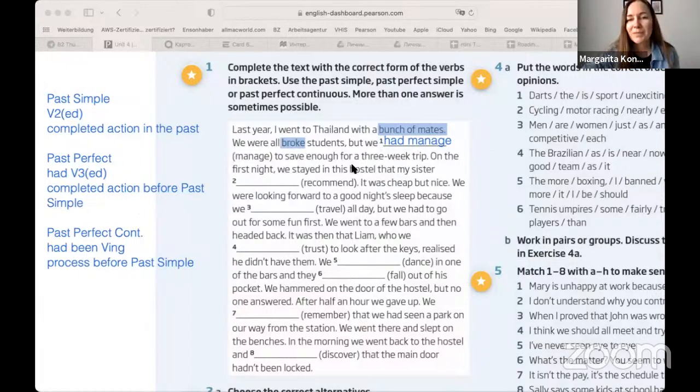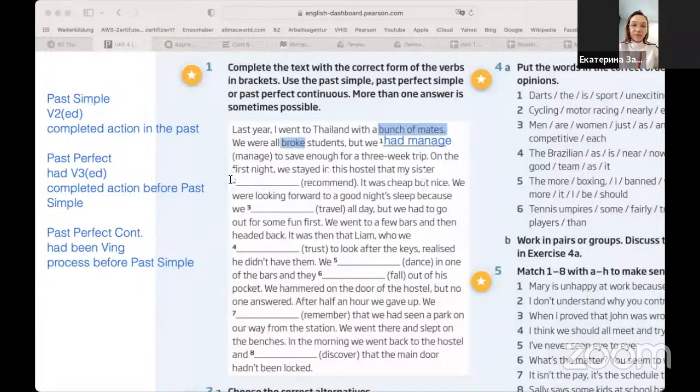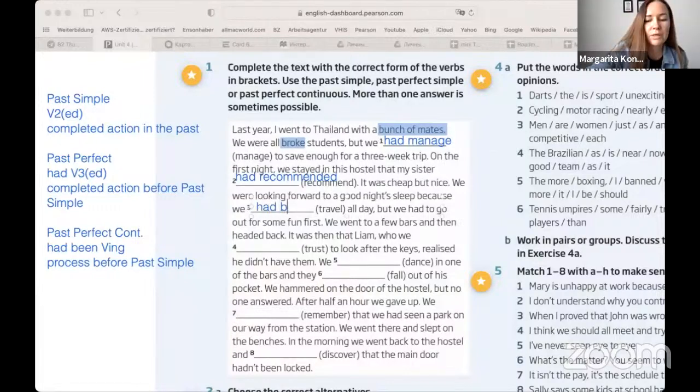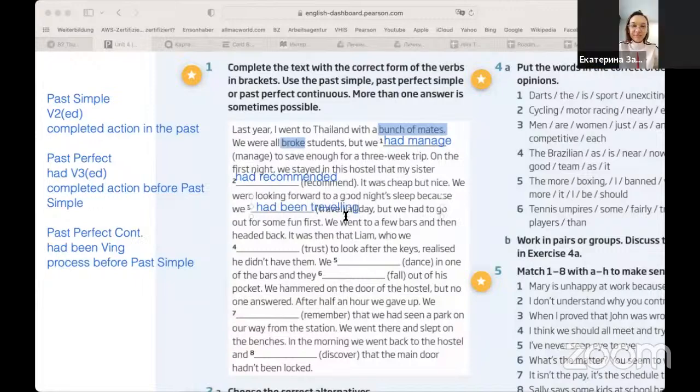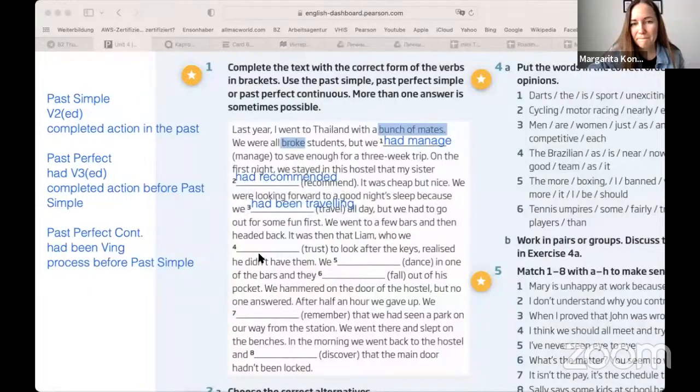All right. On the first night, we stayed in this hostel that my sister had recommended. Good. It was cheap but nice. We were looking forward to a good night's sleep because we had been traveling all day. Okay, very good. But we had to go out for some fun first. Nice. We went to a few bars and then headed back.